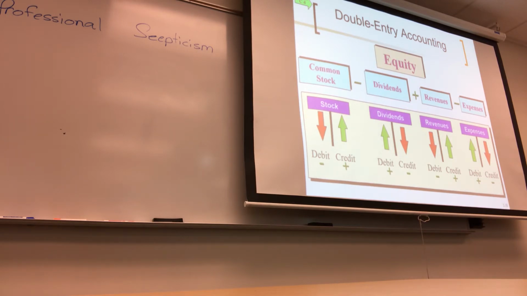If we debit dividends, we're reflecting an increase in dividends. If we credit dividends, we're reflecting a decrease in dividends. If we debit revenue, we are reflecting a decrease in revenue. If we credit revenue, we are reflecting an increase in revenue. If we debit expenses, we are reflecting an increase in expenses. If we credit expenses, we are reflecting a decrease in expenses.